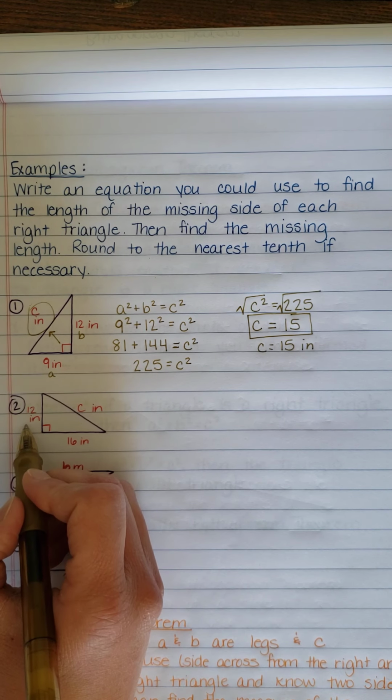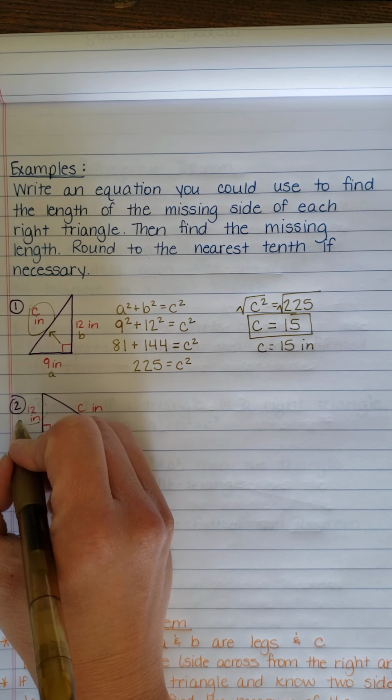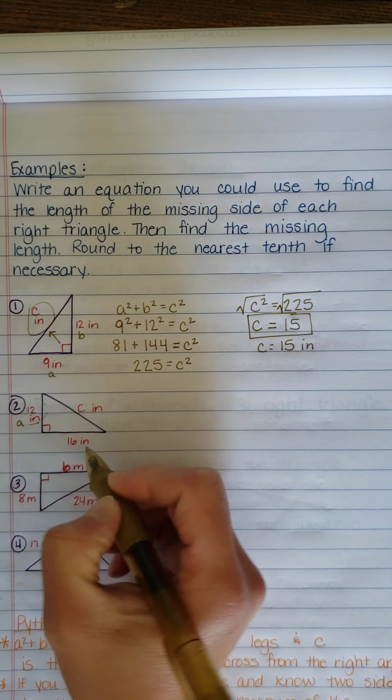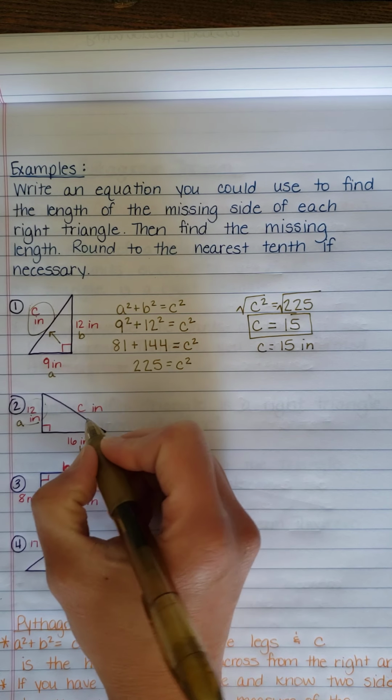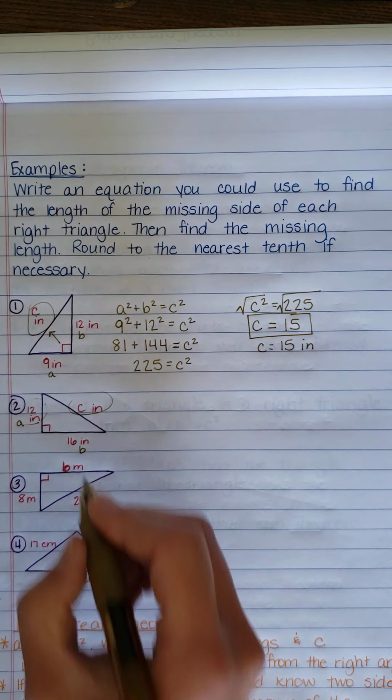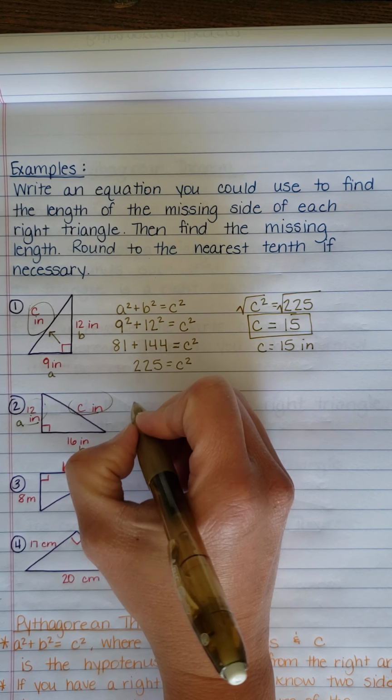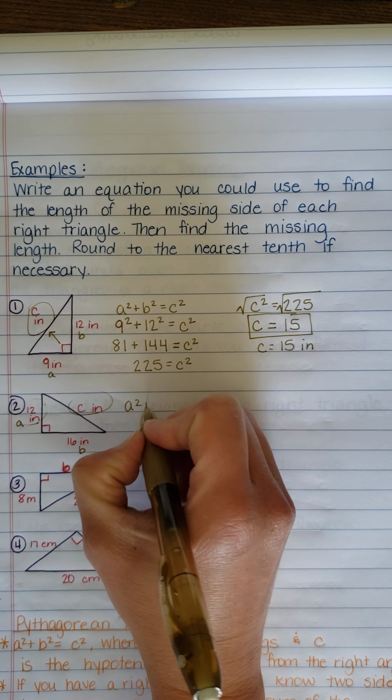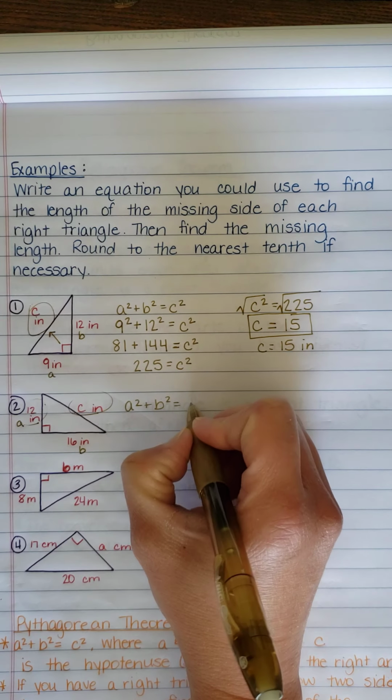I have a leg length of 12, we'll call this A. A leg length of 16, we'll call this B. And we have C over here, which is our hypotenuse, so that's what we're trying to find. So again, the Pythagorean theorem says that A squared plus B squared is equal to C squared.